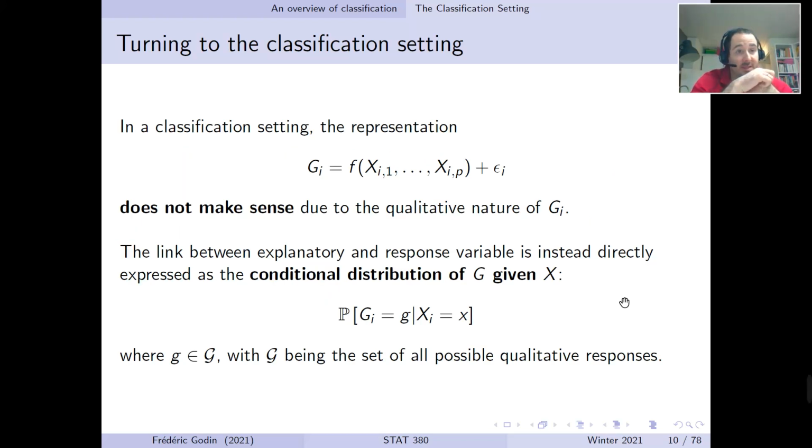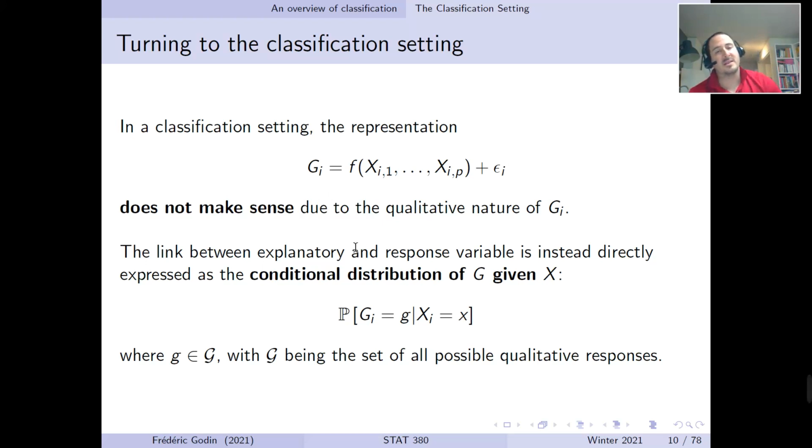Okay, so as we said, we worked in a classification setting. So here, this representation of the link between the response and the predictors, which we had in the regression setting, doesn't make sense anymore. In the regression setting, we often use the model that the response was a function of predictors plus some noise term. But here, because G is qualitative, adding a numerical noise term doesn't make sense at all. So this representation to link predictors and the response is not applicable for a classification setting.